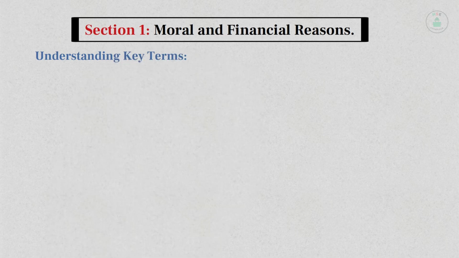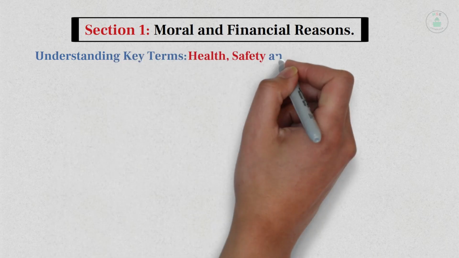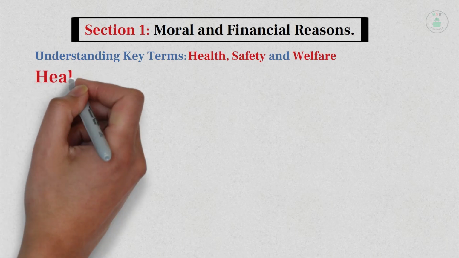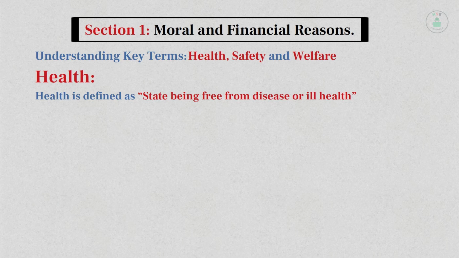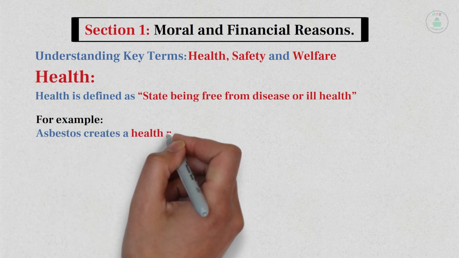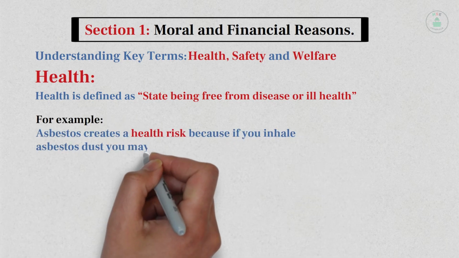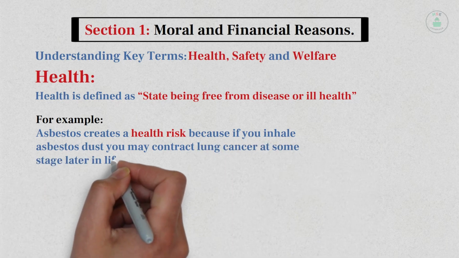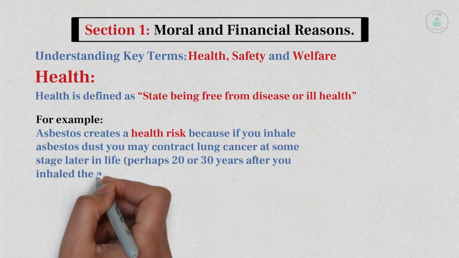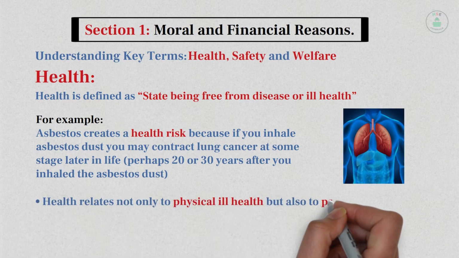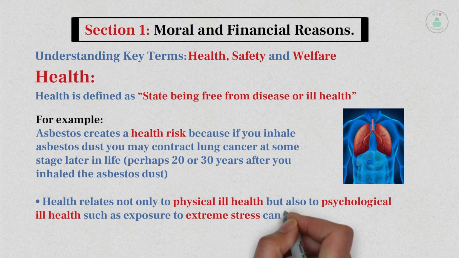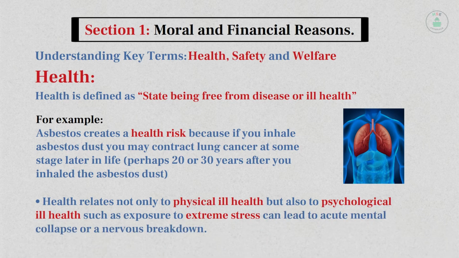Understanding key terms. First, let's define some important terms like health, safety, and welfare. What is health? Health is defined as the state of being free from disease or ill health. For example, asbestos creates a health risk because if you inhale asbestos dust you may contract lung cancer at some stage later in life, perhaps 20 or 30 years after you inhaled the asbestos. Health relates not only to physical ill health but also to psychological ill health, such as exposure to extreme stress can lead to acute mental collapse or a nervous breakdown.